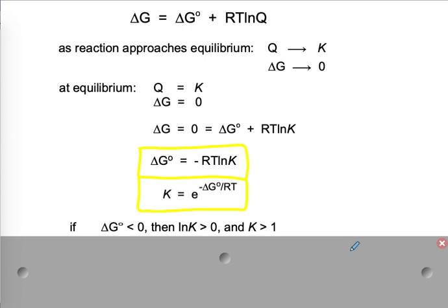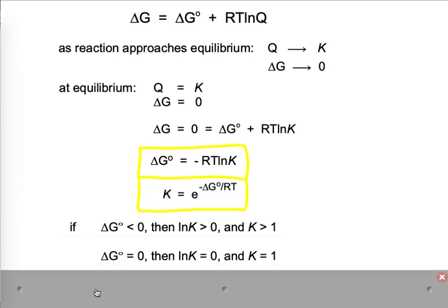So, if the standard free energy change delta G naught is negative, then the natural log of the equilibrium constant is greater than 0 and K is greater than 1. Makes perfect sense. We said a negative value of delta G naught is associated with a spontaneous process, and for a spontaneous process, the equilibrium constant is greater than 1.